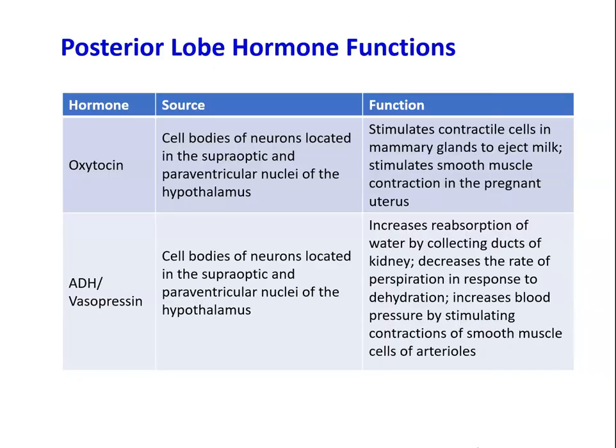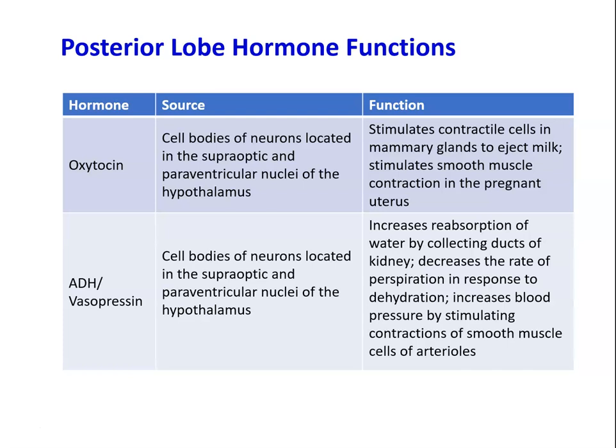So what are the functions of the posterior lobe hormones? Oxytocin stimulates contractile cells in the mammary glands to eject milk, and also stimulates smooth muscle contraction in the pregnant uterus. ADH, or vasopressin as it's often called, increases resorption of water in the collecting ducts of the kidney. It decreases the rate of perspiration in response to dehydration, and it increases blood pressure by stimulating contractions of smooth muscle cells in the arterioles.